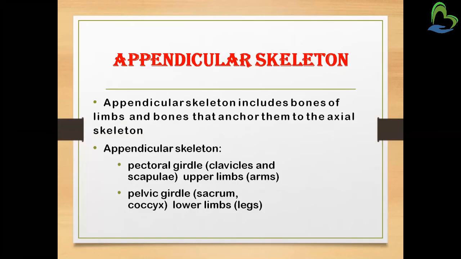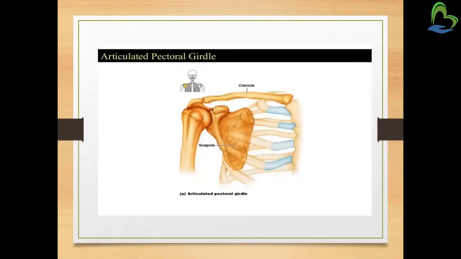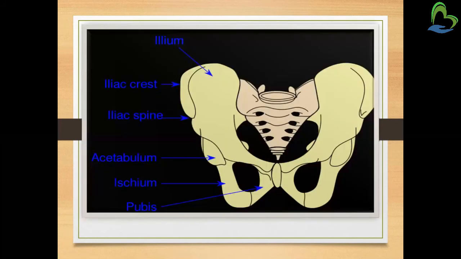Now the appendicular skeleton. The appendicular skeleton includes the bones of the limbs and the bones that anchor them to the axial skeleton. So mainly the upper limbs and lower limbs are included in the appendicular skeleton, right? So the pectoral girdle and the pelvic girdle. This is the pectoral girdle, clavicles and scapula. Okay, and then the pelvic girdle, this is the pelvis, where these parts are there: ilium, iliac crest, iliac spine, then acetabulum, then the pubis, then the ischium.